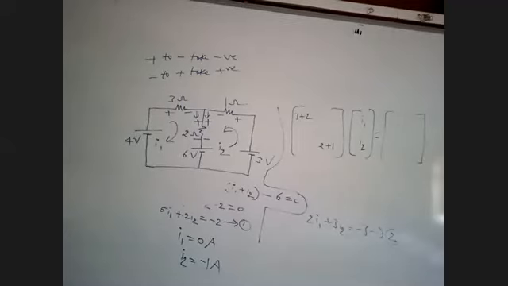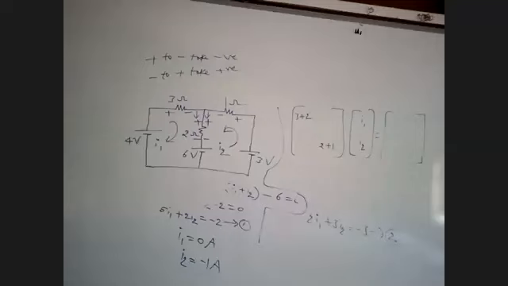Is it okay? Diagonal elements. In the first loop, we are having 3 and 2. In the second loop, we are having 2 and 1 as diagonal elements. Diagonal elements are always positive sign.